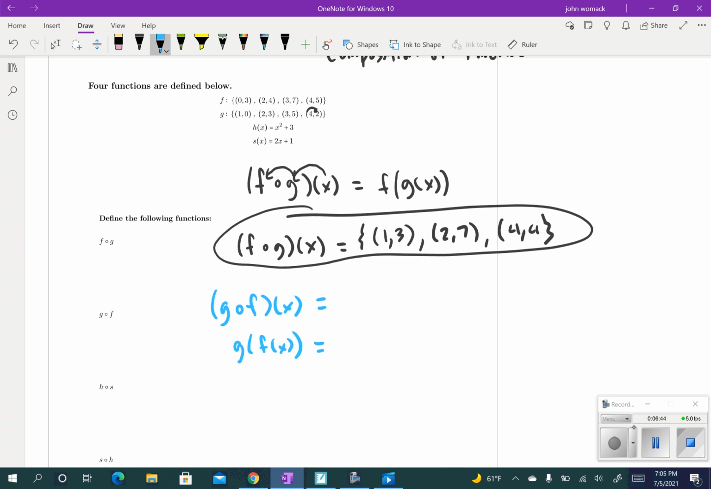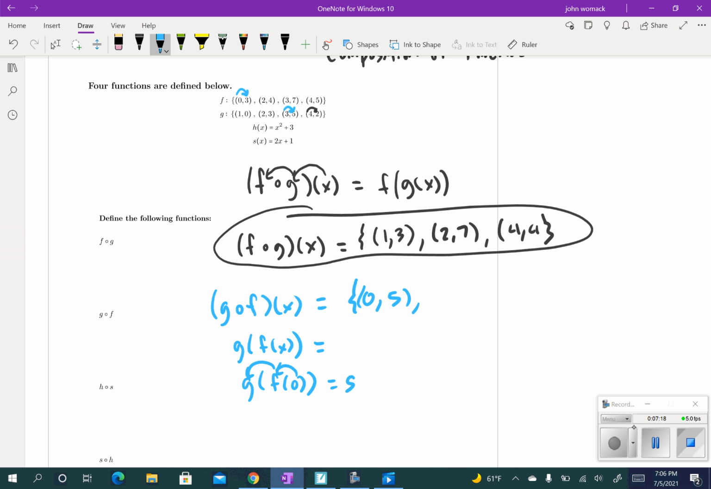So now I'm going backwards. I've got to start by plugging in x, my domain of f. So come up to f, I first have a 0 right there. So let's plug 0 in. When I plug 0 in, I get 3 back out. So I'm going to go g of f of 0. Take the 3 now and plug it into g, and I get 5 back out. So that's going to be my first point: when I plug 0 in, I got 5 back out.